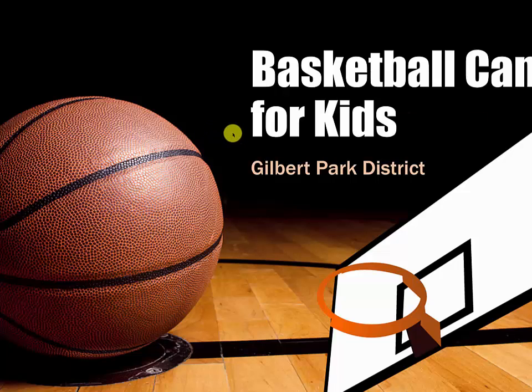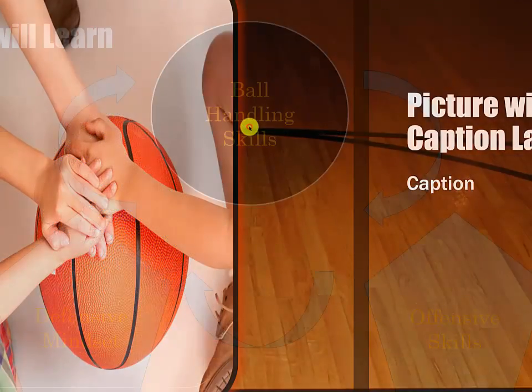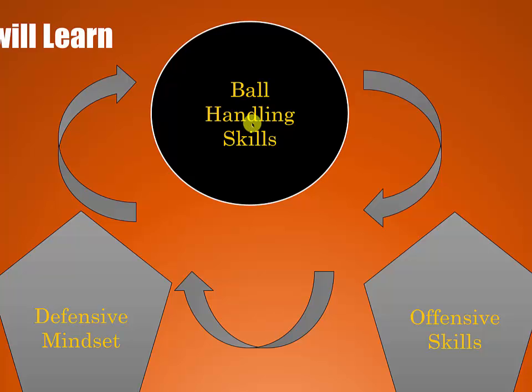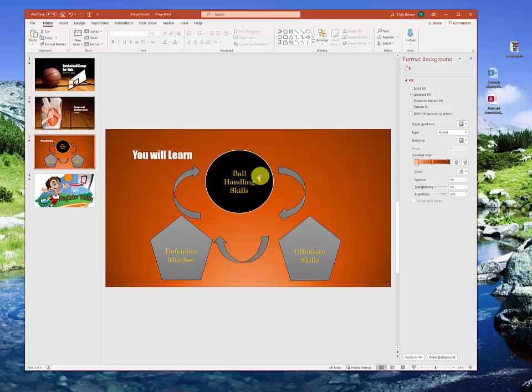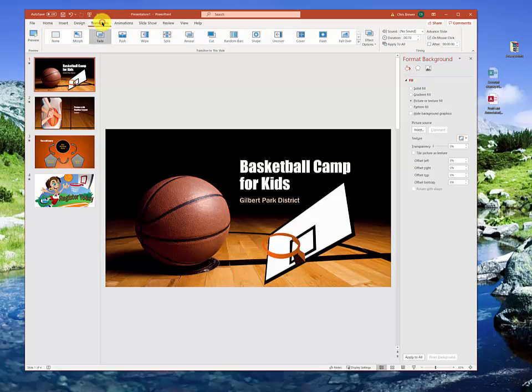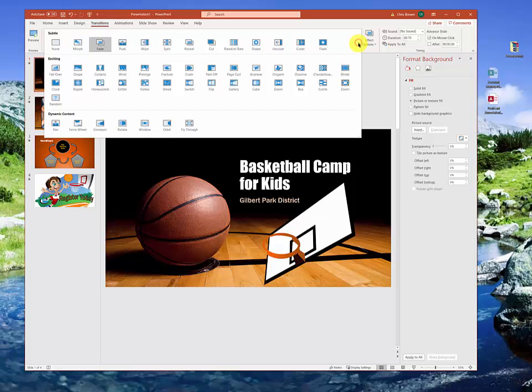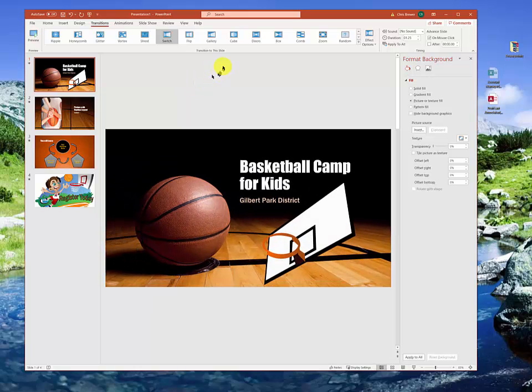But this is slide 1. And the way I get to slide 2 is, and you see how it faded and then brought in slide 2? That's called a transition. And there's a bunch of transitions that you can use. So I'm going to go back to slide 1. And then there's this transitions button. And there's a bunch of transitions that you can choose from. And you can try them out.